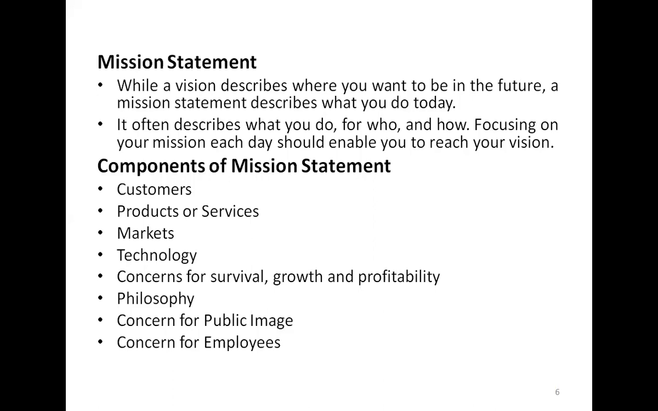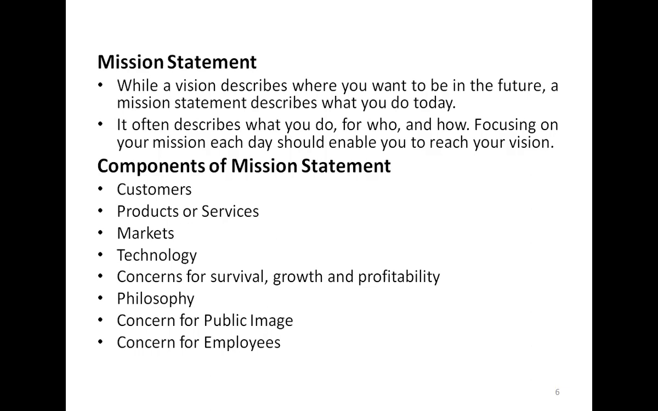These are actually the components of a mission. A good mission statement should encompass all these 8 things. It is not necessary that all 8 should be covered, but ideally they should be. If you go through the mission statements of various organizations, all these things may not be there, but some of them, 4 or 5 components, are. But for an ideal statement of mission, it should have all these 8 components.